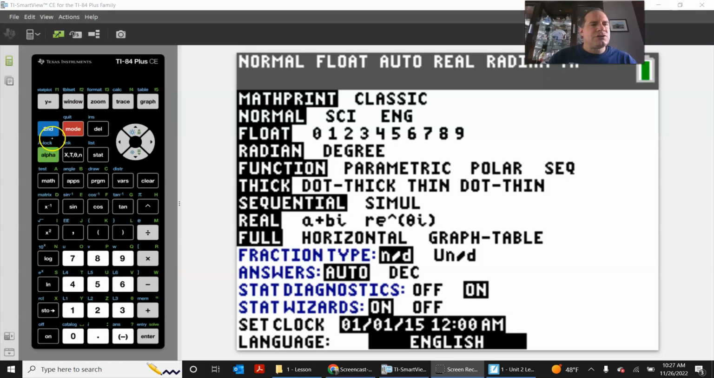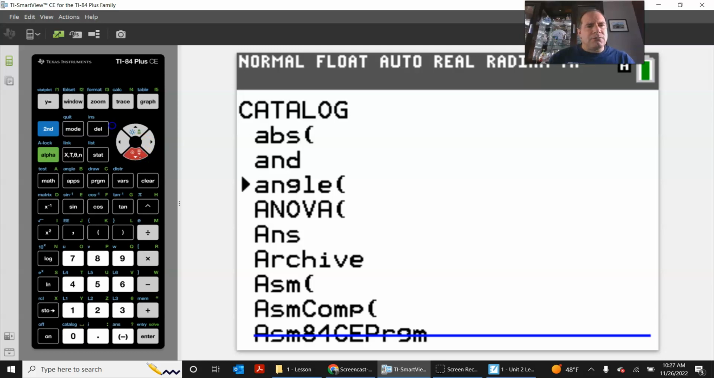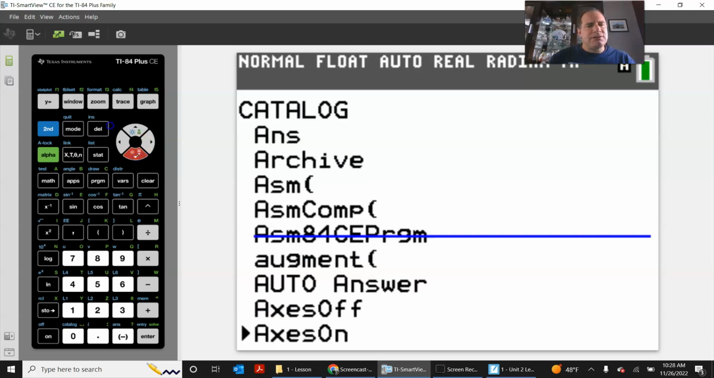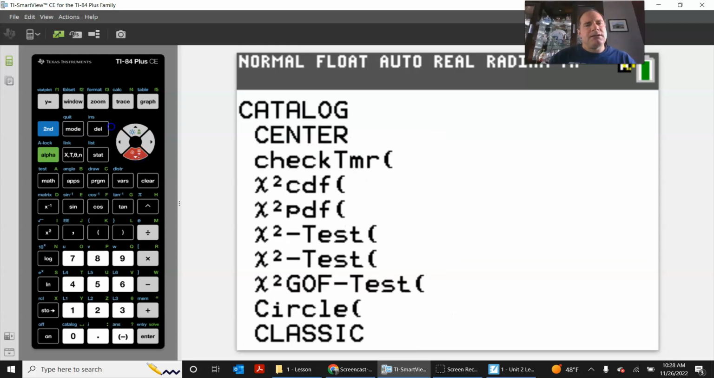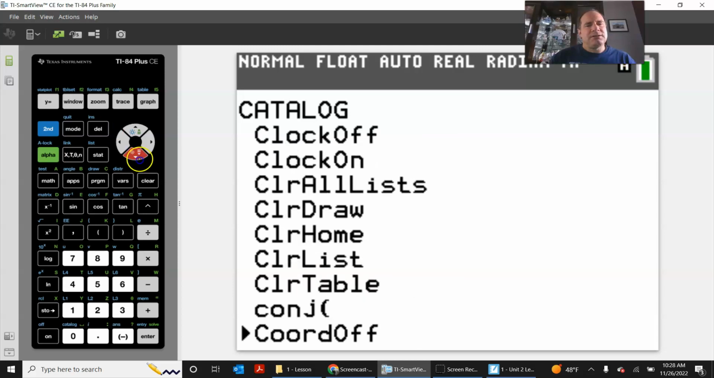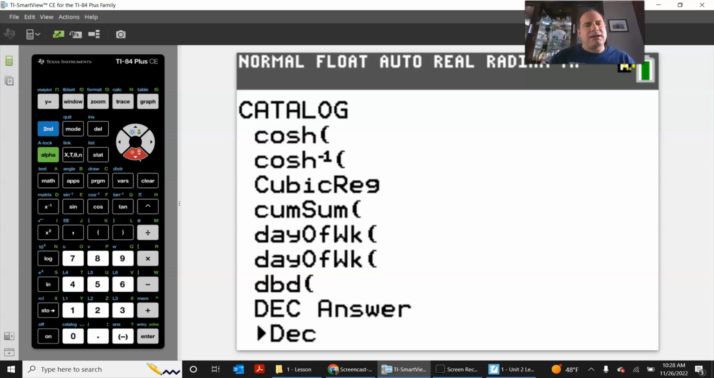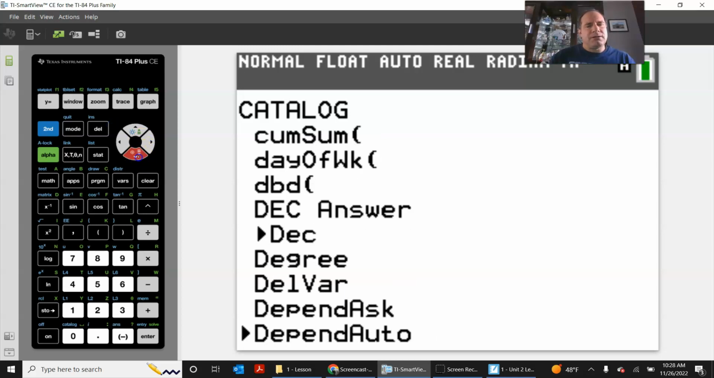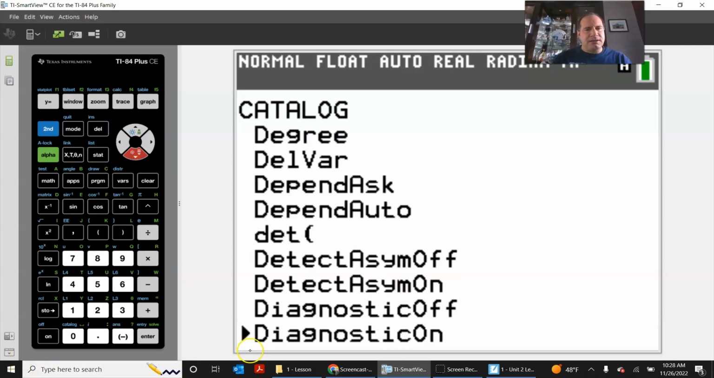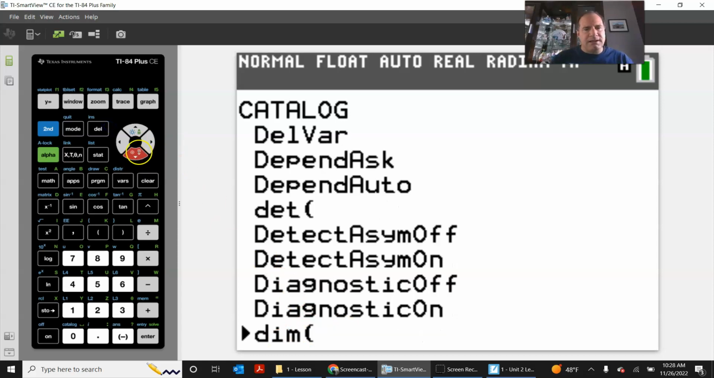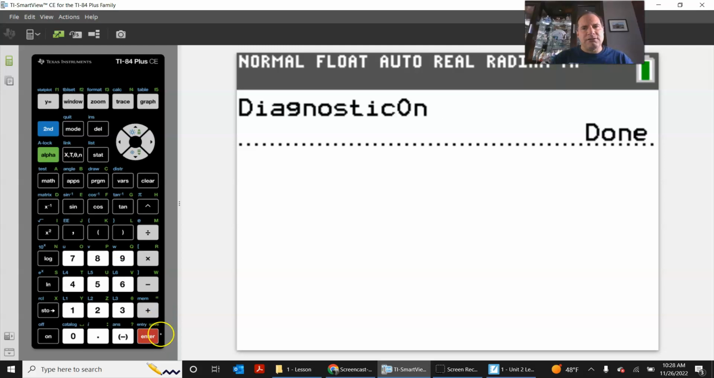So the other way to do it is to just press second and then catalog, and then go down and just keep on going down until you see Diagnostics. All right. And once you see Diagnostics, then you could just turn Diagnostics on. And you see right here, it says Diagnostic off and Diagnostic on. So you press enter on Diagnostic on, enter, done.